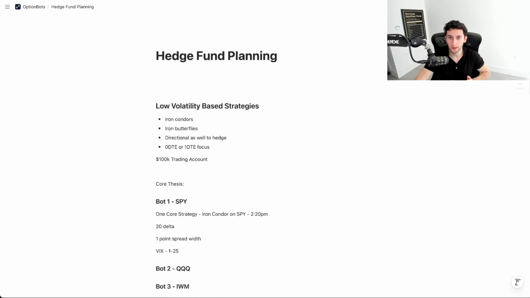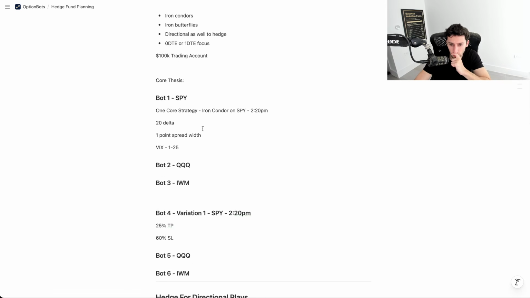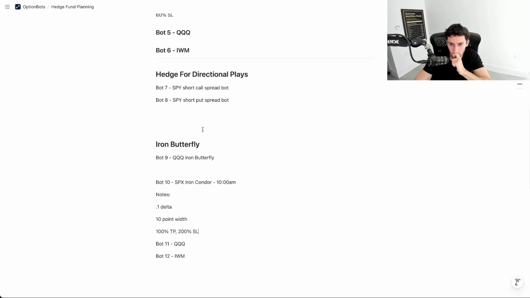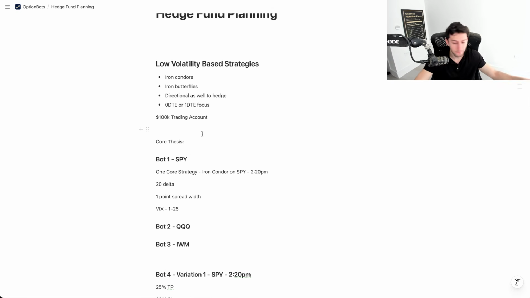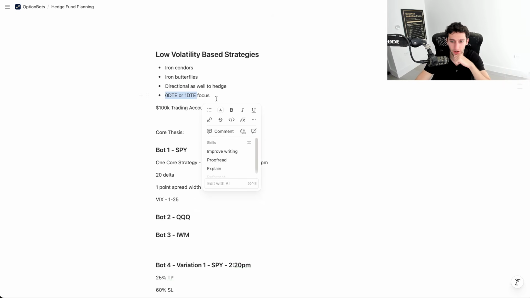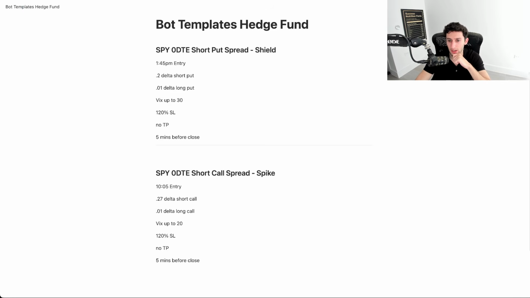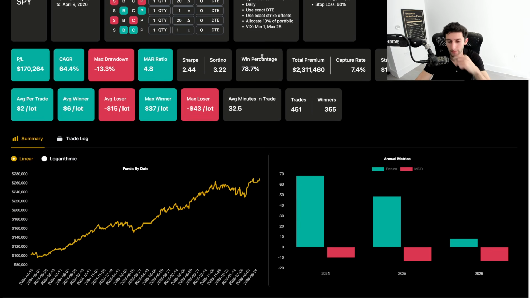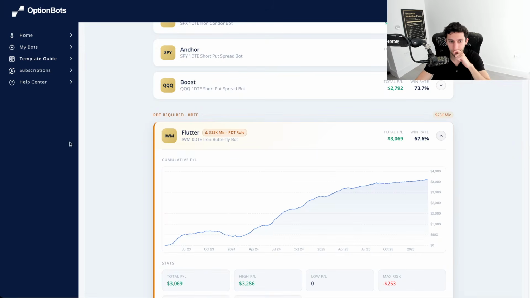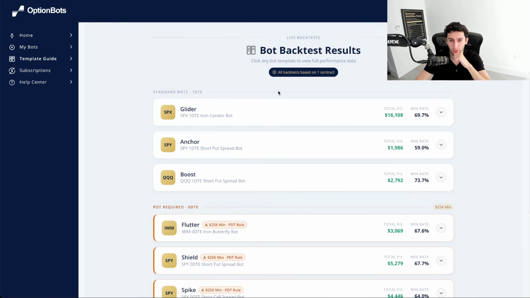All right, so there we go. We have a low volatility based hedge fund here. I think all of the bots we're working at here are currently 0 DTE, which is fine. Typically, I like to get a mix of 1 DTE and 0 DTE, but having all 0 DTE is fine as I'm building this. We have all the templates in place. We know which ones are going to make money. We have the backtest to make sure that these are going to work. And so next steps from here are very simple.